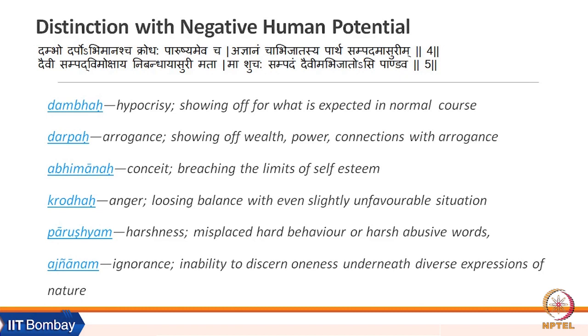So, what are the asuri sampada? That is also required, because without understanding asuri sampada, we cannot understand daivi sampada, the divine qualities which we just touched upon in the previous slide. What are the asuri sampada? Dambho darpo bhimanascha krodha parushya mevacha. Only six. These are the five and the sixth one is agyan. Dambho darpo bhimanascha krodha parushya mevacha agyanam chavi jatasya partha sampadam masurim. Dambha, darpa, krodha, parushyam, agyan. These are the six asuri sampada.